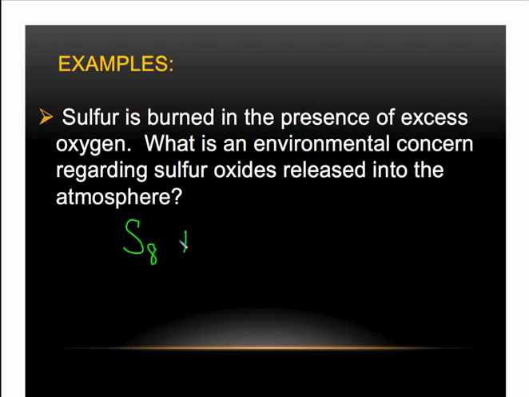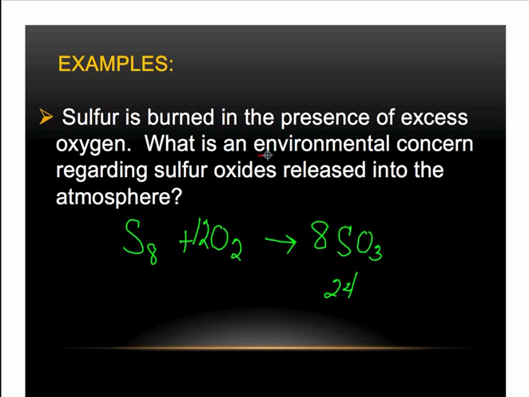Okay, sulfur is burned in the presence of excess oxygen. So we've got S8 plus O2. And that's going to give me SO3. And I have to balance that. So I've got 8 sulfurs here, that little funky cluster. So I'm going to put an 8 there. That gives me 24 oxygens, and so I will need a 12 right here.